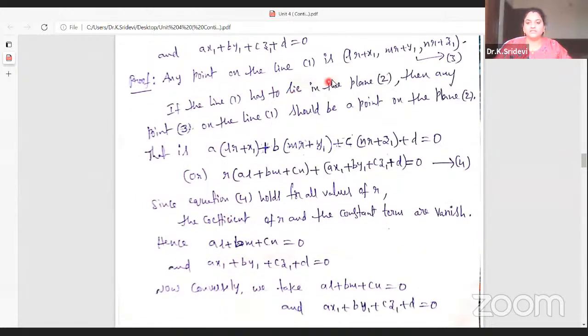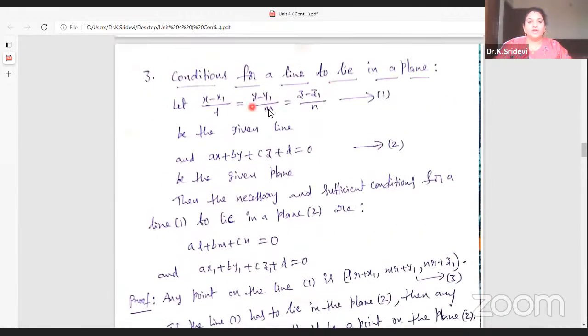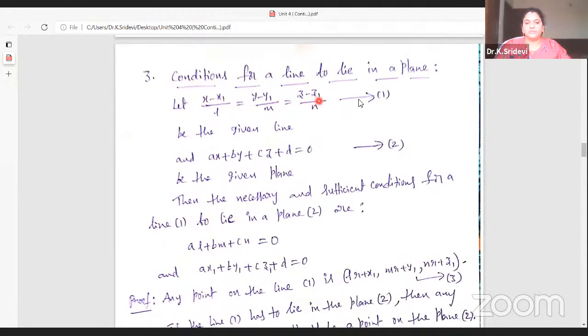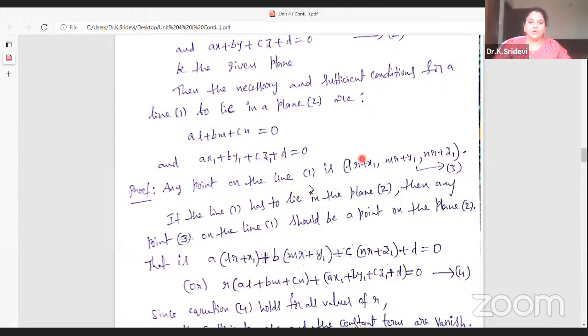Any point on line 1, which is in symmetrical form, is taken as equal to r, as we explained earlier: x minus x1 by L is equal to y minus y1 by M is equal to z minus z1 by N is equal to r. From the first one we get x equal to lr plus x1, y equal to mr plus y1, and z equal to nr plus z1. So this is any point on the given line 1, and we call it equation number 3.